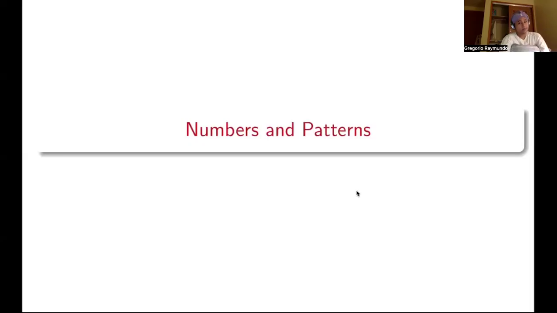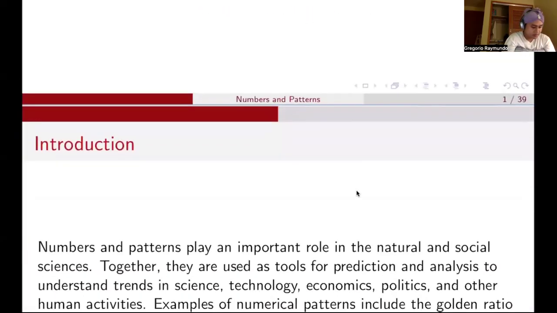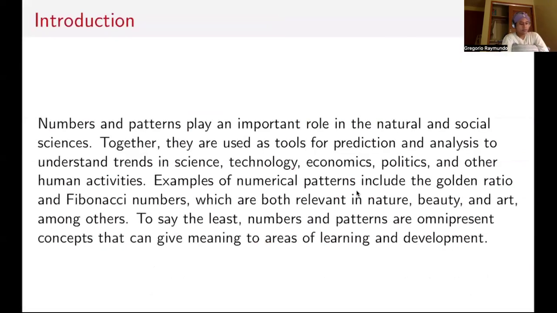Okay, let's talk about numbers and patterns. Introduction: numbers and patterns play an important role in natural and social sciences. Together, they're used as tools for prediction and analysis to understand trends in science, technology, economics, politics, and other human activities. Examples of numerical patterns include the Golden Ratio and Fibonacci numbers, which are both relevant in nature, beauty, and art, among others. To say the least, numbers and patterns are omnipresent concepts that can give meaning to areas of learning and development.